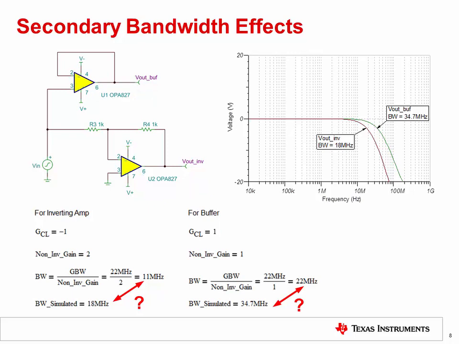The calculation of bandwidth is the same as before. Using the non-inverting gains, we calculate bandwidths of 11 MHz for the inverting amplifier and 22 MHz for the buffer. When we simulate the circuits, however, the bandwidths are 18 MHz and 34.7 MHz. Neither of these match the calculation. Why? Real-world amplifiers and robust simulation models have multiple poles in their open-loop gain curve, also known as AOL.